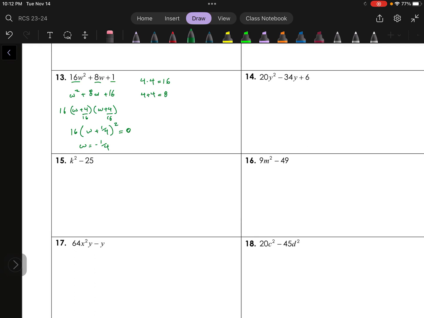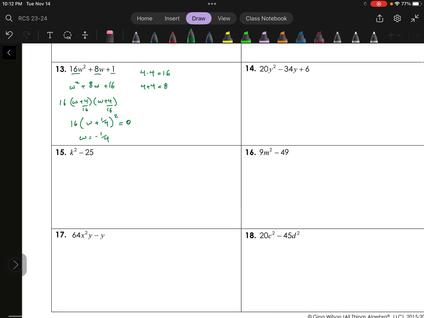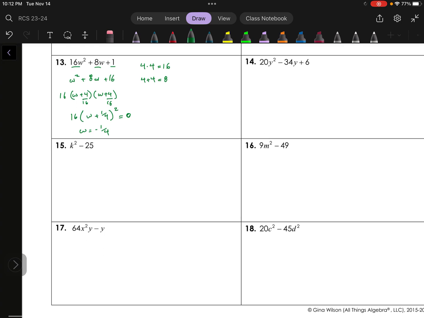But let's look at something maybe that's a little less obvious. So we're going to look at 16, 17, and 18 as well. So let's start with 16. Same deal. Let's rewrite this, m squared. Now I've got to do 49 times 9.